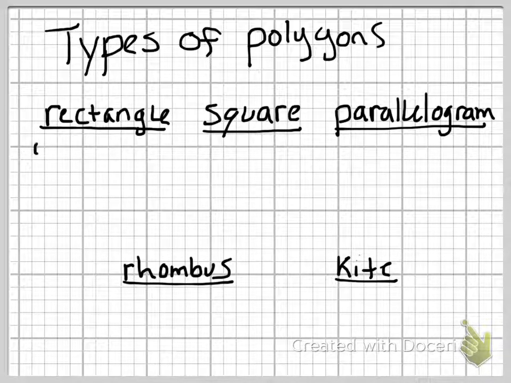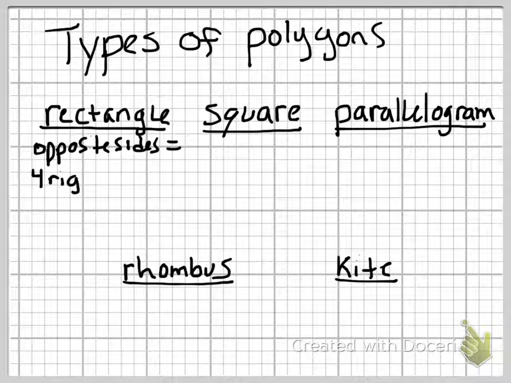Rectangles, your opposite sides are equal. And then when you get to math 2, we'll say congruent, but the opposite sides are the same. It has 4 right angles.